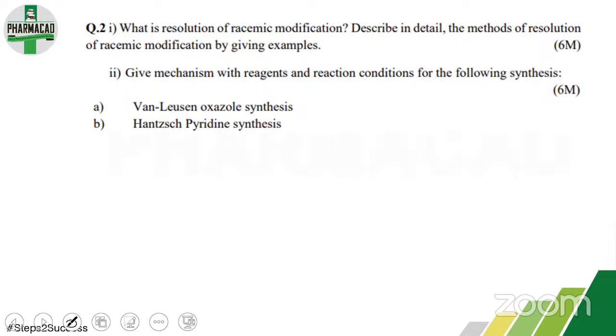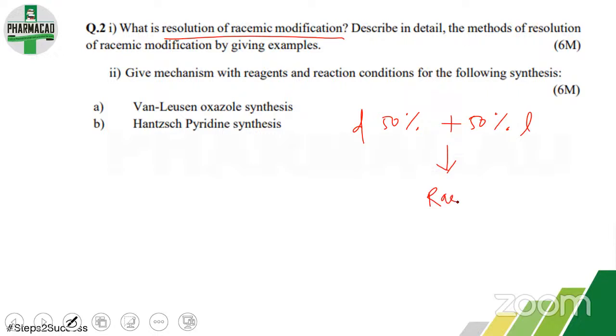So they are asking about resolution of racemic modification. What is resolution? Resolution is the process with which we are able to separate the racemic mixture. And we know that the racemic mixture has 50% of one configuration and 50% of another. If one is dextro, the other is levo, and we get a racemic mixture which is optically inactive.